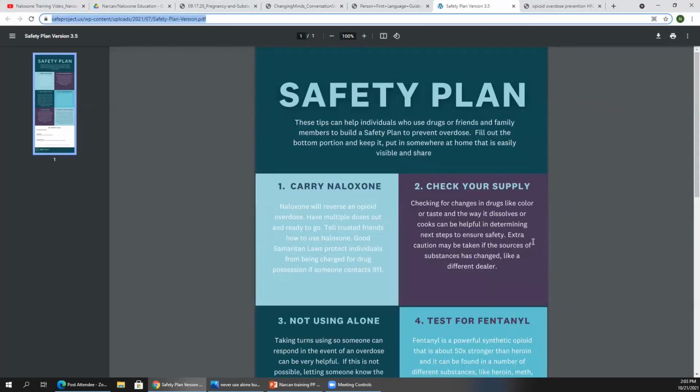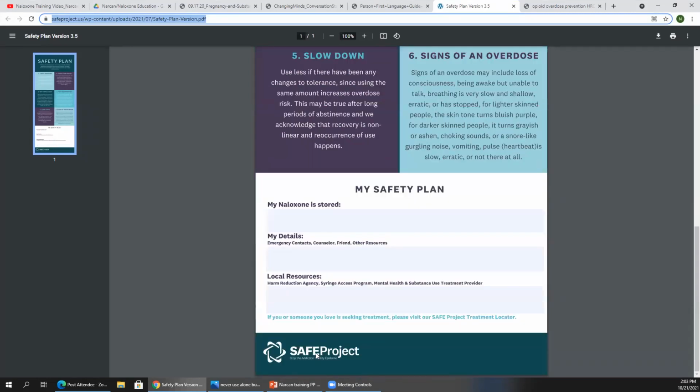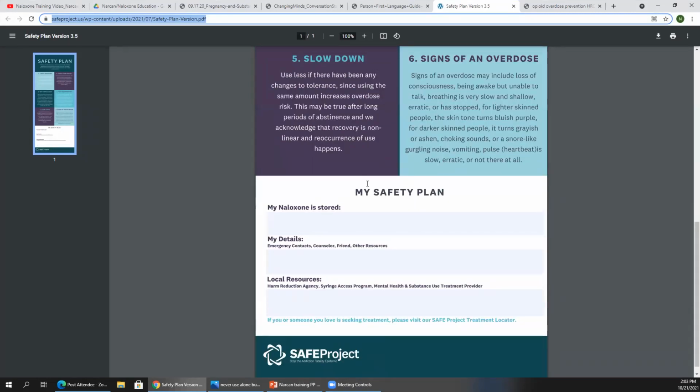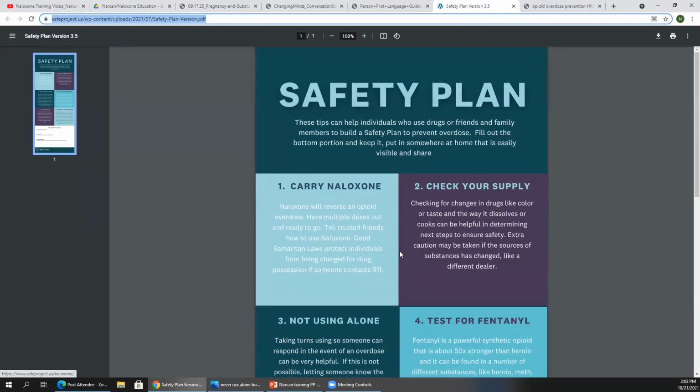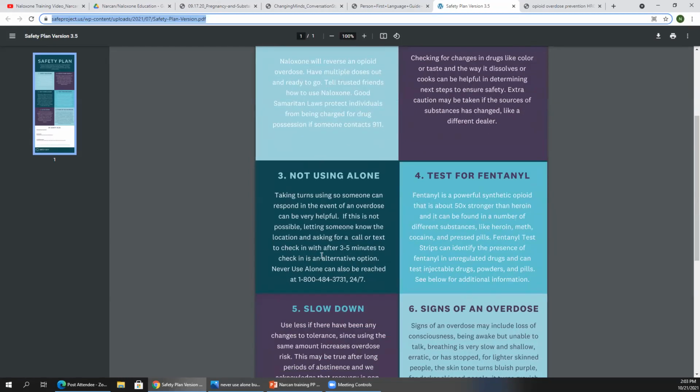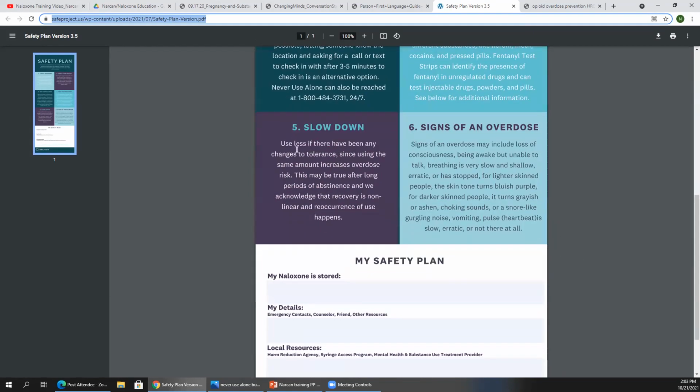And then here is a safety plan. So the safety plan comes from an organization called Safe Project. This is a tool that you all can check out and potentially use with your patients and give to patients kind of as a handout that you go through together. So it has just some different tips for staying safe in substance use, starting with carrying naloxone, to check your supply, not using alone, testing for fentanyl, slowing down, and then recognizing an overdose.